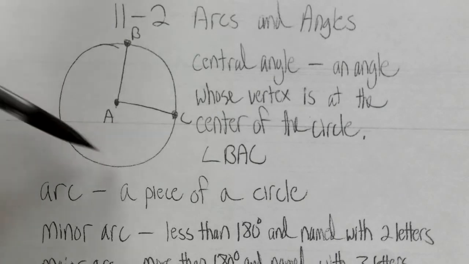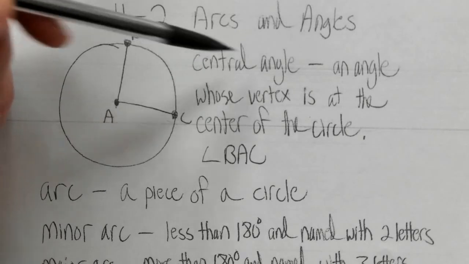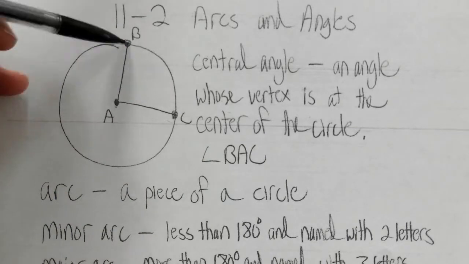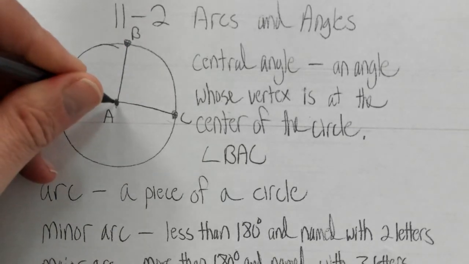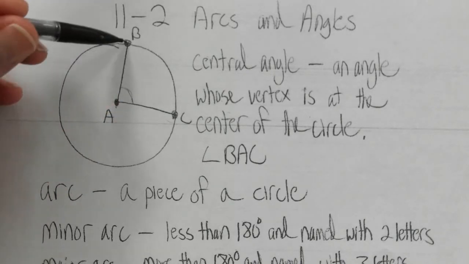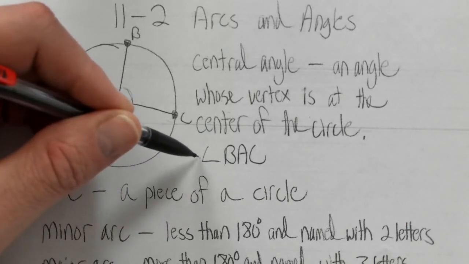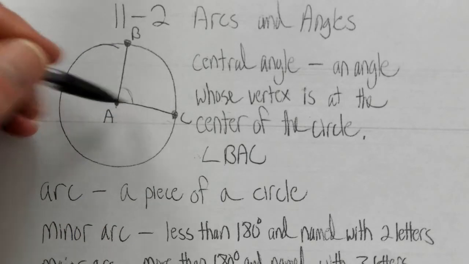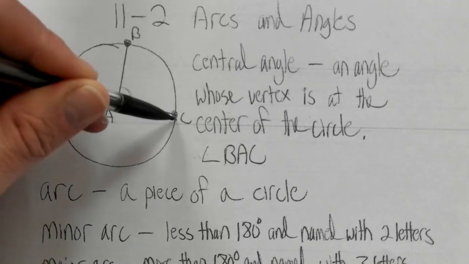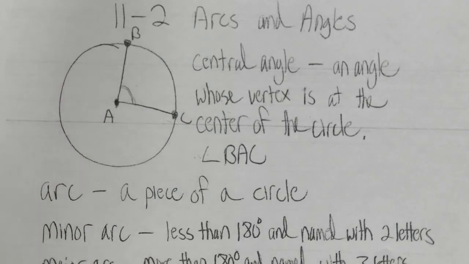If this is the circle that I have, and I've drawn a radius here and a radius here, then the first definition we come to is central angle. A central angle is an angle whose vertex is at the center of the circle. So this angle is a central angle, angle BAC. Can't forget all the angle notation we learned last semester. Remember, the middle letter of the angle is the vertex, and the other letters trace out where the angle is. So this is the angle right here, the central angle.